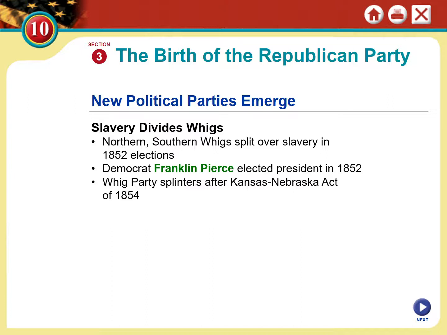There were several different parties. We were, yes, a two-party system, but there were a number of minor parties that are going to eventually unite around the issue of slavery. And one of these was the Whig Party.